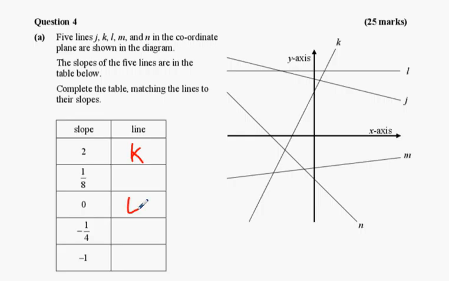L. What is the strongest negative slope you see? N. And that leaves, what's the only other negative slope you see? J. And the other one has to be M. K, M, L, J, N. Good with that? Okay.